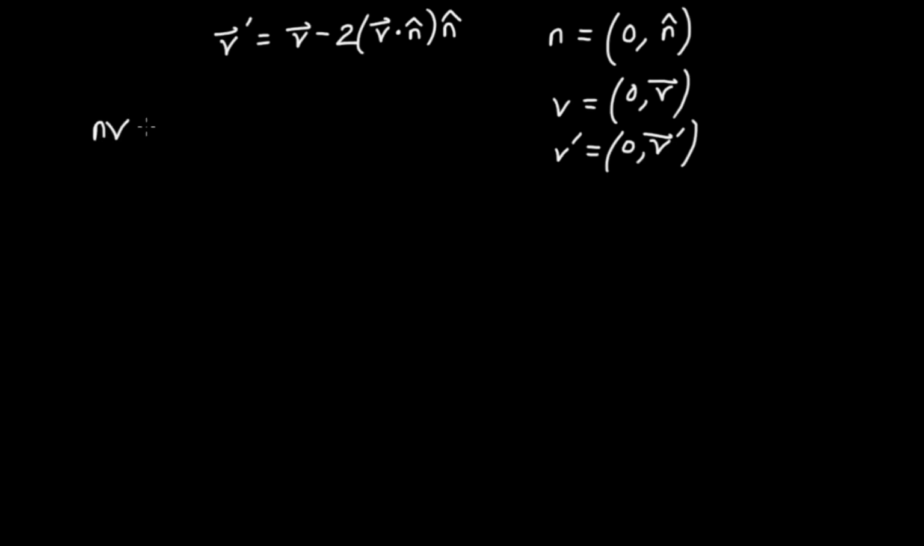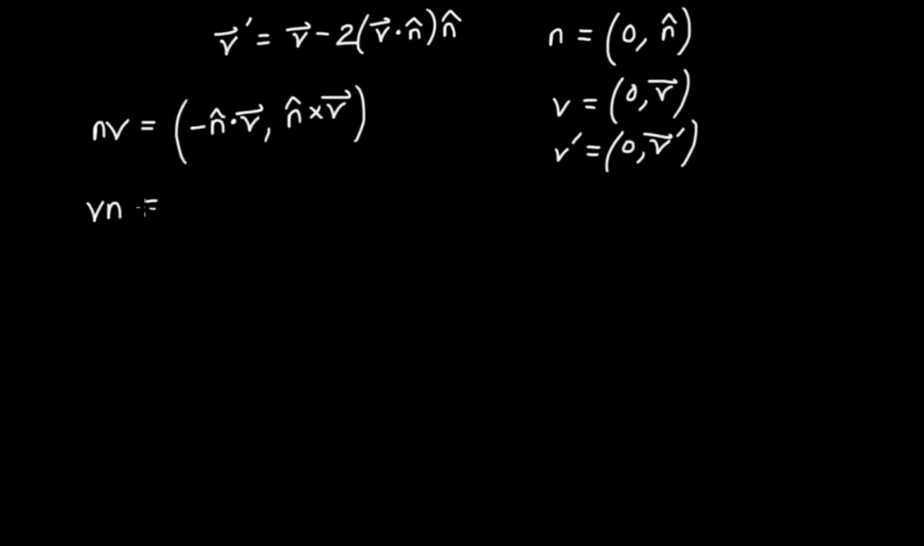Now what I'm going to do is just experiment around. I'm going to multiply n times v. Just do quaternion multiplication. And what's the new scalar part going to be? I'm going to have 0 times 0, which is 0, minus the dot product of n hat with v. So what I have in the new scalar part is minus n hat dot v. Now in the new vector part, I'm going to have 0 times v plus 0 times n. So I have 0 so far. And then finally I have plus the cross product of n hat with v. So the new vector part is going to be n hat cross v.